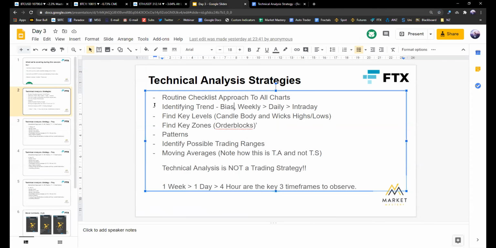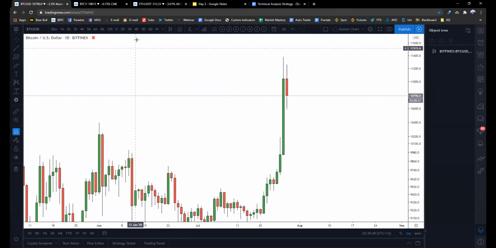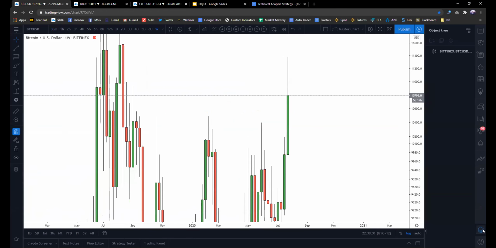So we'll go to the next step. So identifying trend, as boring as it is, or as simple as it may seem, it can catch you out sometimes. Find key levels, right? So for me, I usually start on the weekly, like I've done. I think I've shown you this before, but we'll do it again.